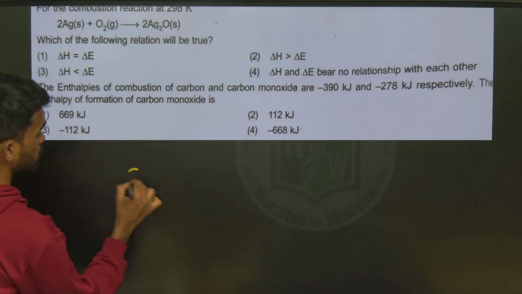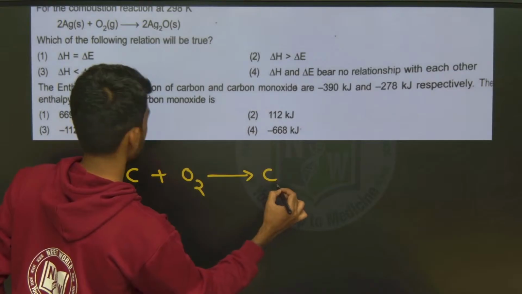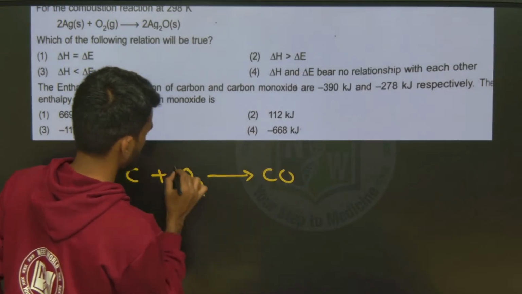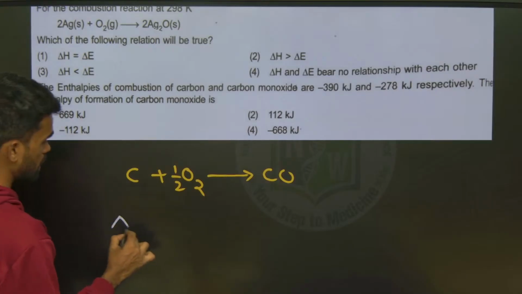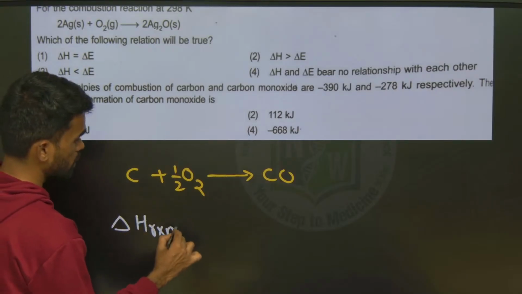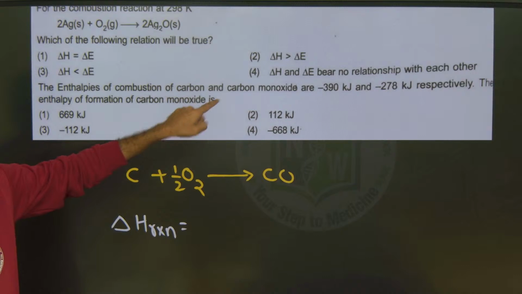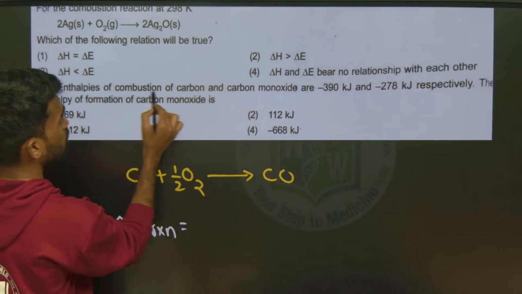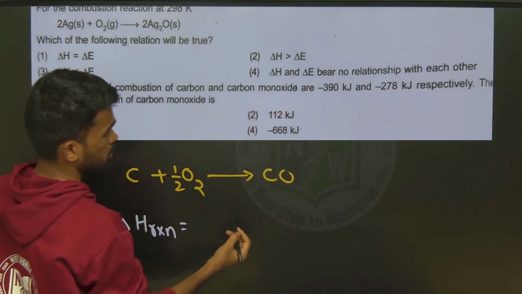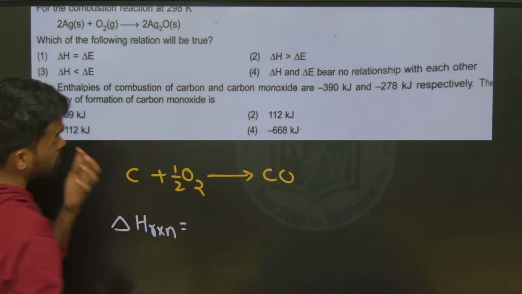So carbon, once again, 112 kJ per mole. Like this we can write the equation. Okay, so now delta H reaction means what can I make? Delta H reaction equals what they are giving. Formation is asked, but the given data is combustion, so whatever they have given, you take that. So the enthalpy of combustion of carbon monoxide, okay, so minus 390.